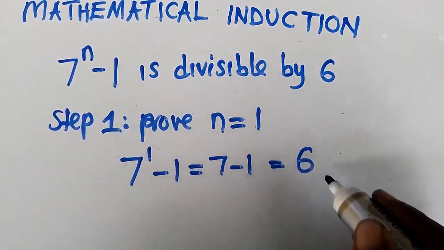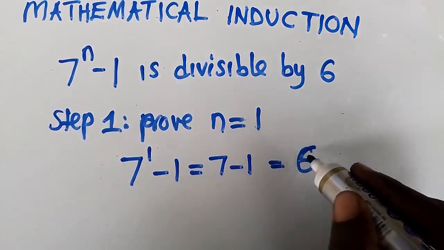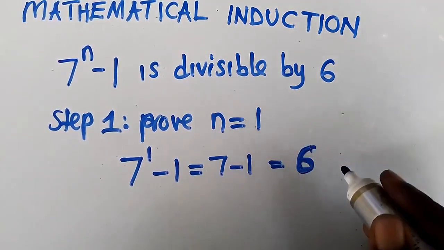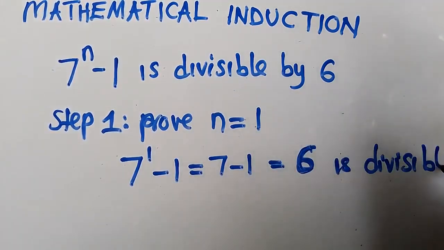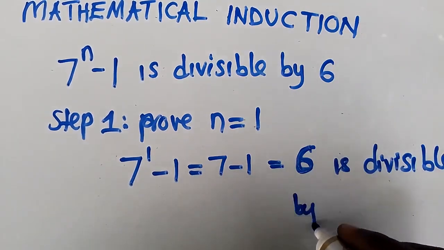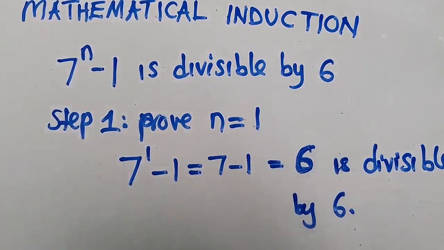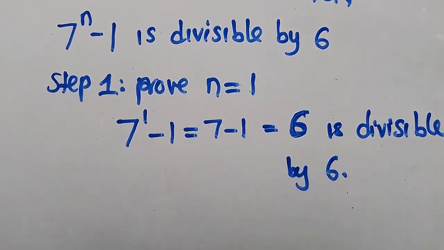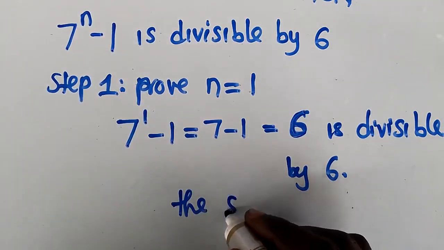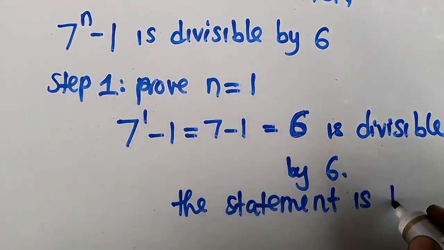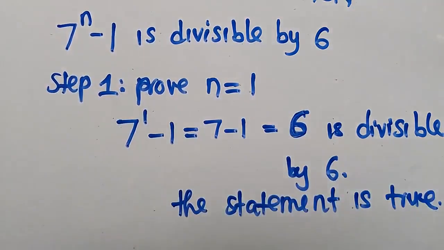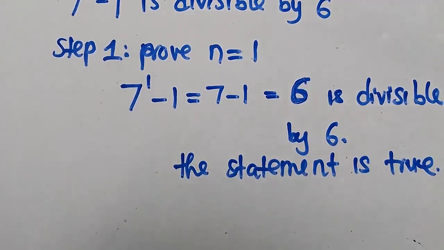Then 7 minus 1, what is your answer? Your answer is 6. Then you know that this 6 that we've gotten here is divisible by 6. So the statement is true. This is what you need to do. The statement is true. Step 2.